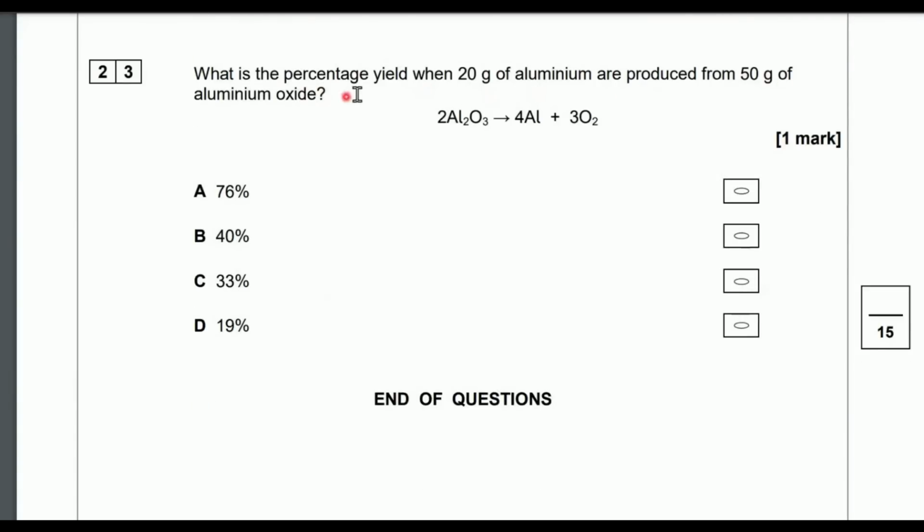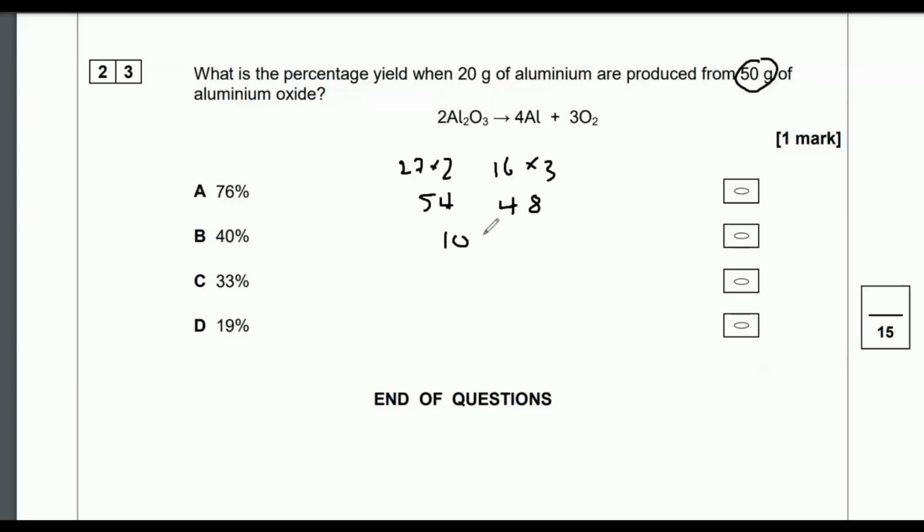Okay, last question in this pack. What is the percentage yield when 20 grams of aluminium are produced from 50 grams of aluminium oxide? This is an old GCSE reacting mass style question. So you've got 50 grams of aluminium oxide. First thing to do, we've only made 20 grams of aluminium, but we need to know how much aluminium we should have made if we had 50 grams. What's the maximum amount of aluminium made? So we need to work out the moles of aluminium oxide, look at the ratio, and then predict the moles of aluminium we could make, and convert that into mass.